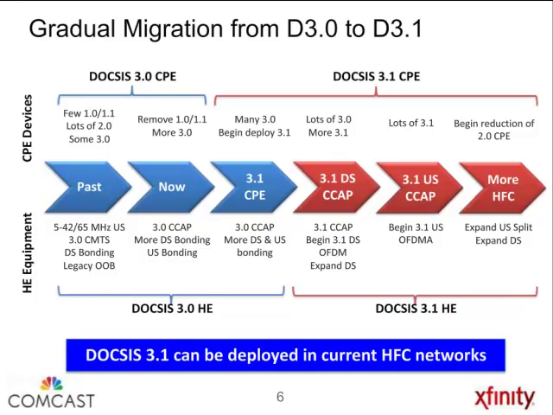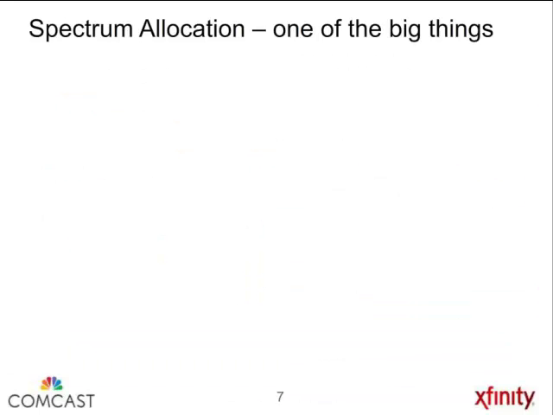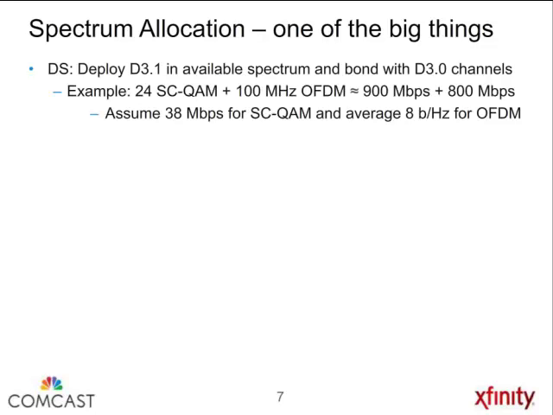And if you improve the operation of the network, as always, then the network will run more smoothly and we'll be able to have more capacity than we would if we didn't. Spectrum allocation is definitely one of the big things. And here's an example of how DOCSIS 3.1 could be deployed.